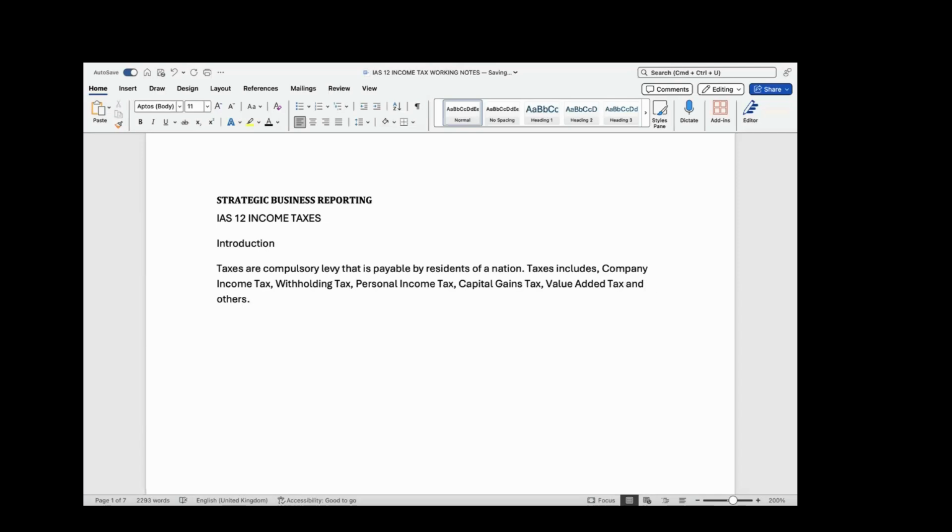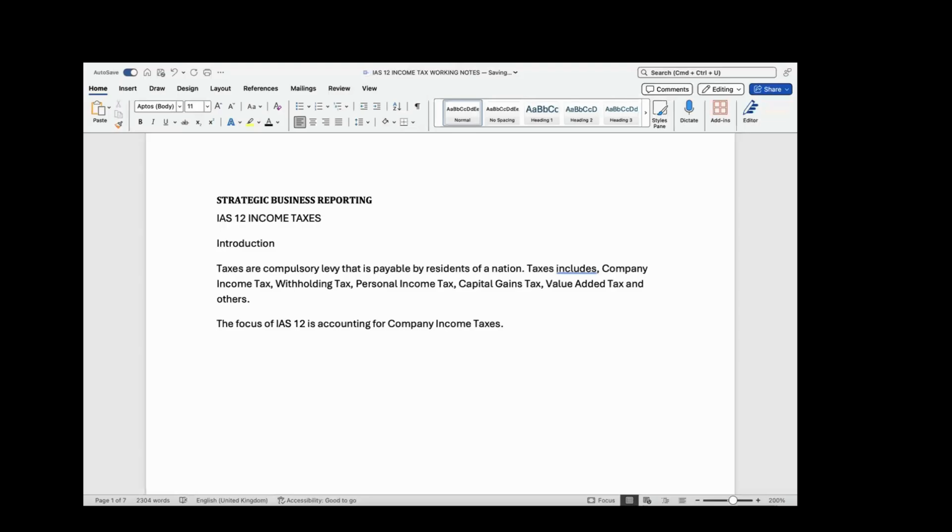So it will not be totally right if I tell you that what I want to teach you today is how to account for all of these taxes. That won't be right, because the focus of IAS 12 is accounting for company income taxes. That's the major focus, and you would see that that's what the examiner will ask you. It's around company income tax majorly.